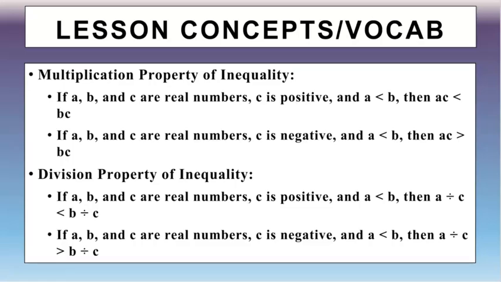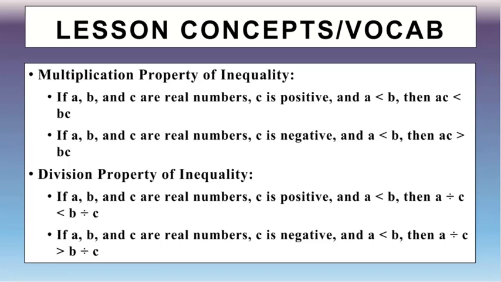So for the multiplication property of inequality, it says if a, b, and c are real numbers and c is positive and a is less than b, then a times c is still going to be less than b times c. But if a, b, and c are real numbers and c is negative and a is less than b, then a times c is going to be greater than b times c. So we have to flip the symbol when we multiply by a negative number.